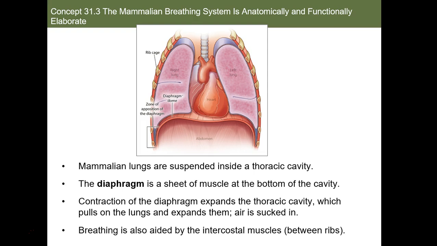Mammalian lungs are suspended inside a thoracic cavity. The diaphragm is a sheet of muscles at the bottom of the cavity. Contraction of the diaphragm expands the thoracic cavity, which pulls on the lungs and expands them. Air is sucked in. Breathing is also aided by intercostal muscles, which are found between the ribs.